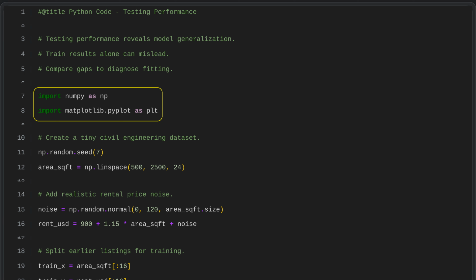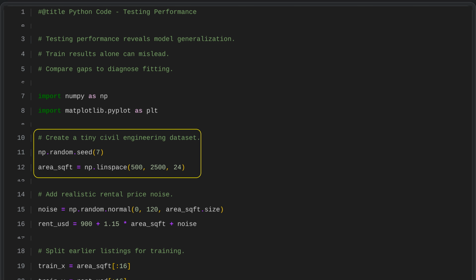We also import Matplotlib's plotting tools to create visualizations of data and model performance. A random seed is set to 7, so the generated values can be reproduced. Then, 24 evenly spaced property sizes from 500 to 2,500 square feet are created, forming the area data for a small civil engineering dataset.